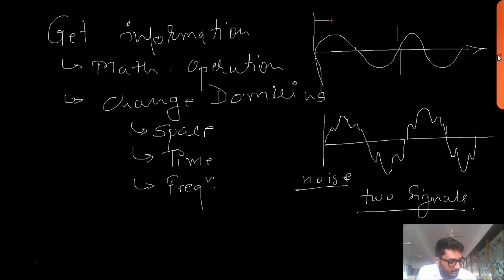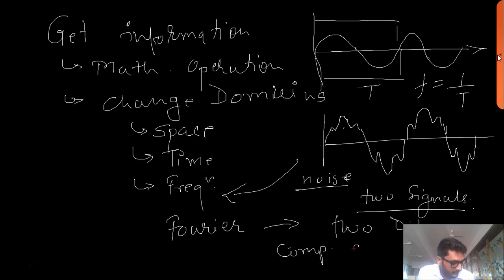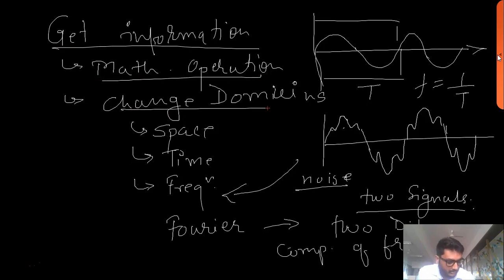Right. Now in the signal, in the periodicity, we have seen this is the total time. And if I have to find the frequency, it is 1/T. Frequency is 1/T. And here we cannot find the frequency of each and every signal. So what we need to do is go to the frequency domain with the help of Fourier. We get two different components of frequency. So to get information, either we do the math operation or change the domain. So from space we go to time or to frequency. That will be there in our digital signal processing. I hope you have understood why we need to study the different domains.